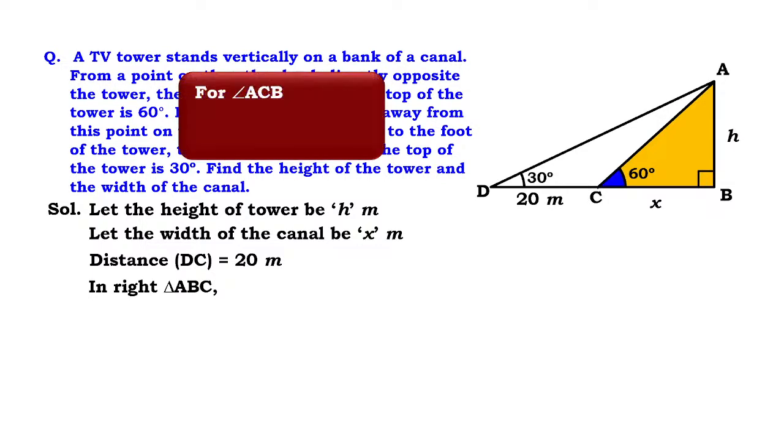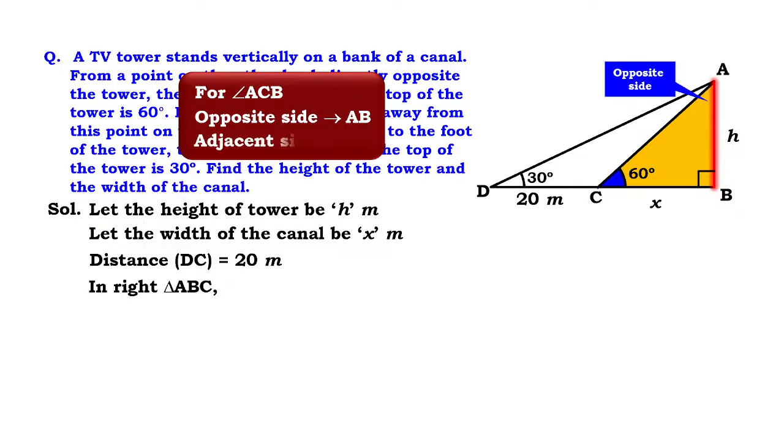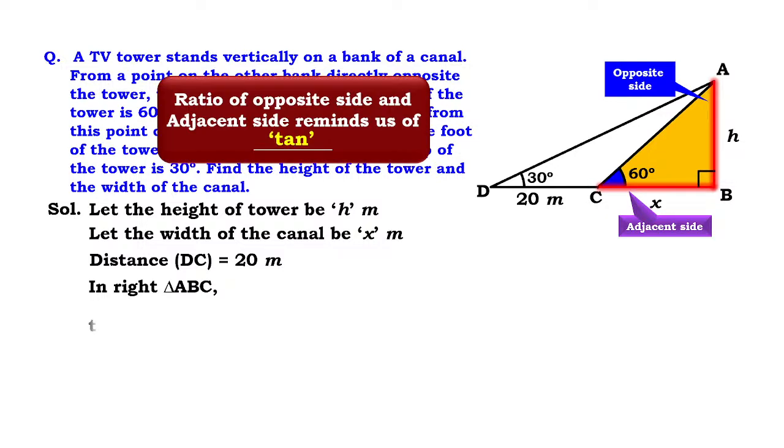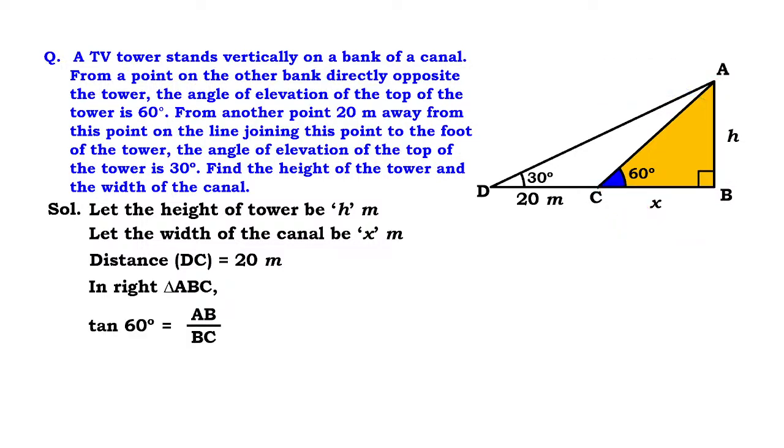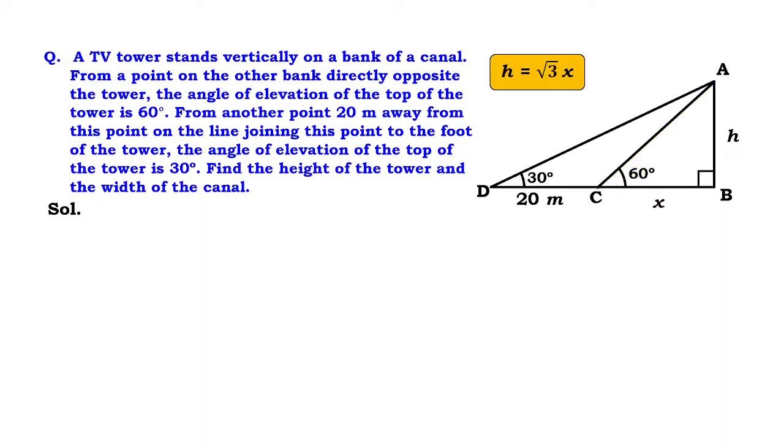तो क्या होता है? Angle ACB में क्या हो जाएगा? Angle 60 degree, opposite side. What is opposite side? H. And what is the adjacent side? X. So tan theta, tan 60 is equal to AB divided by BC. Okay, so root 3 is equal to AB is H and BC is X. So root 3 X, right? H is equal to root 3 X. Keep this in mind.